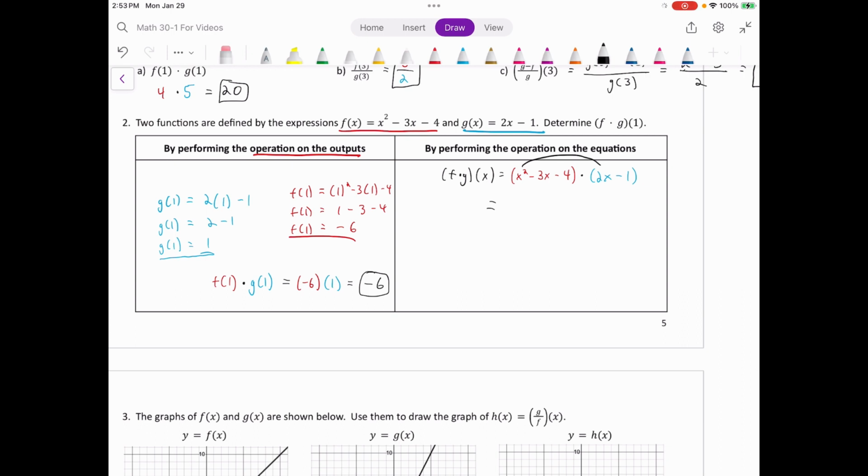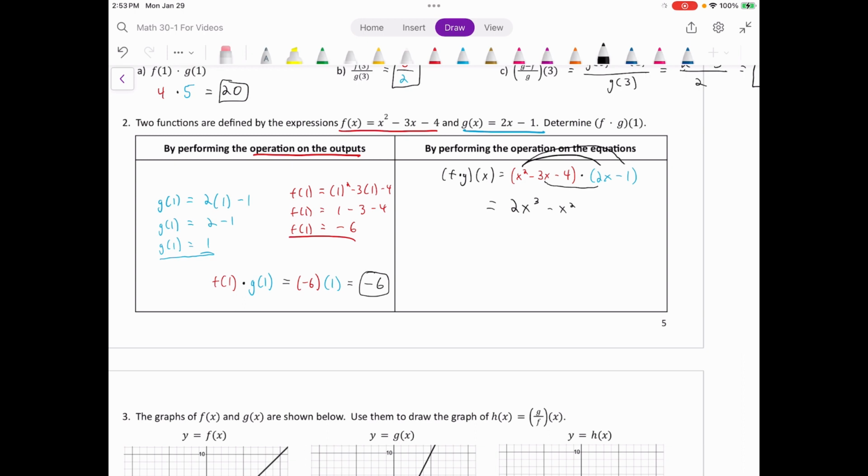x squared times 2x: 2 times x times x times x. That's going to be 2x cubed, because x squared times x is x cubed. And then x squared times negative 1, well, that's negative x squared. And there we go, this term has been multiplied by both of these. Let's move on to this term.